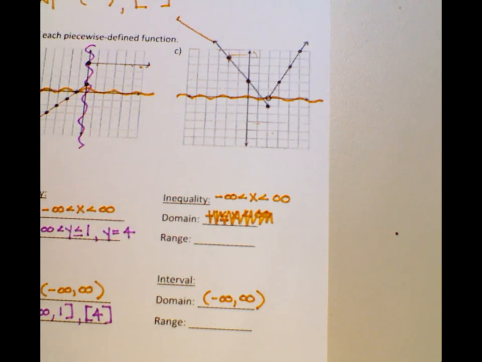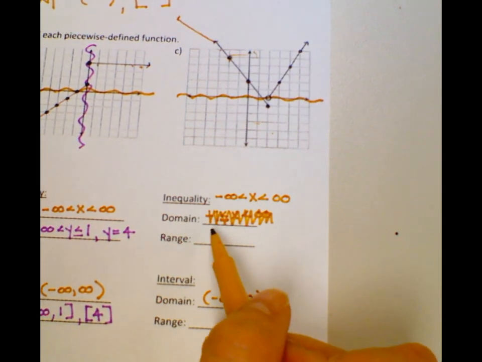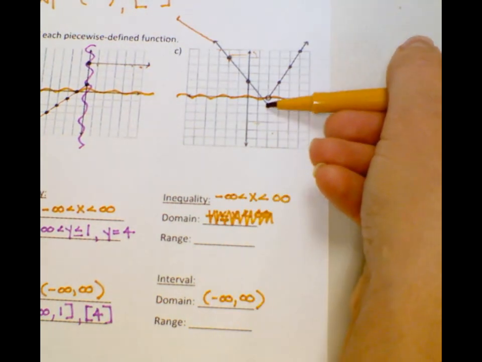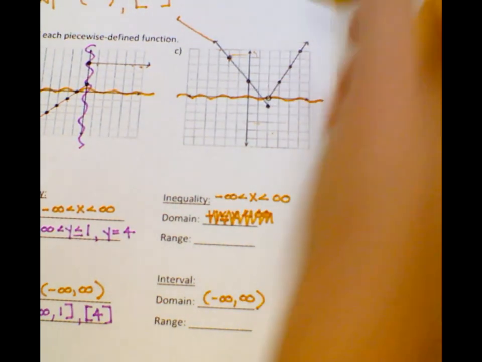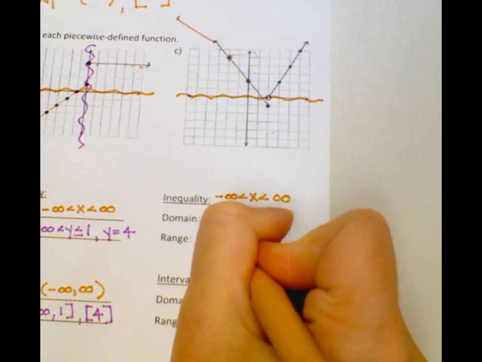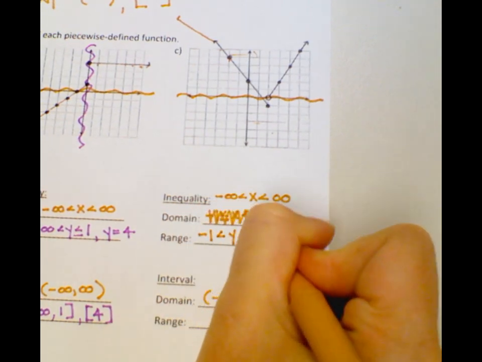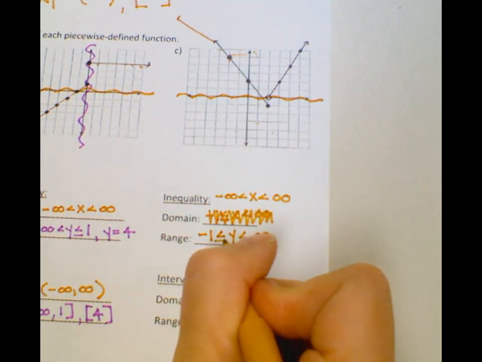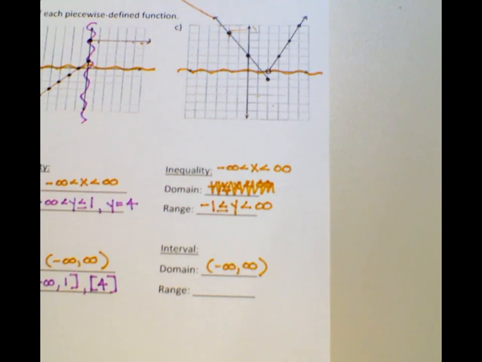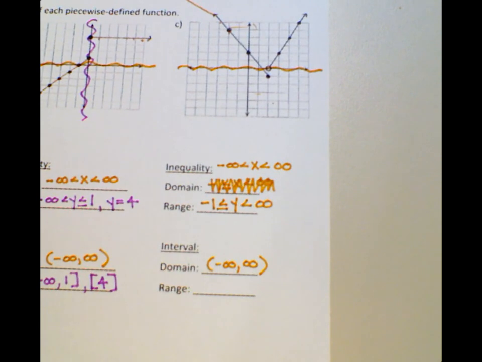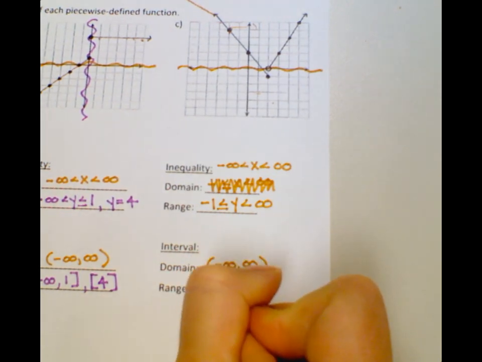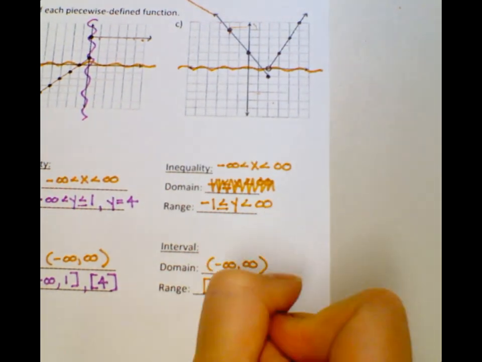Now, I got excited and did the range when I was supposed to be doing domain. So it's the same thing. Remember, -1 to infinity. Now the -1 will have an underline because it's included in the range, closed circle. So if this one has an underline, is that a bracket or a parenthesis? Good, bracket. Infinity is always a parenthesis.